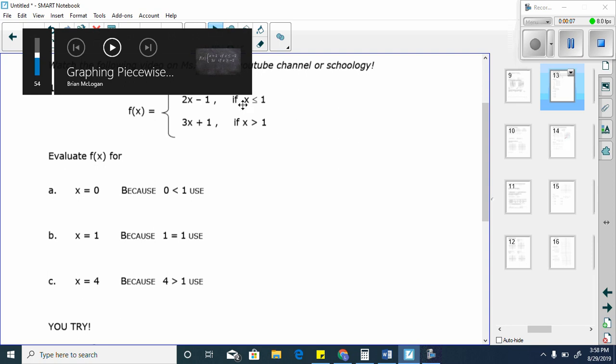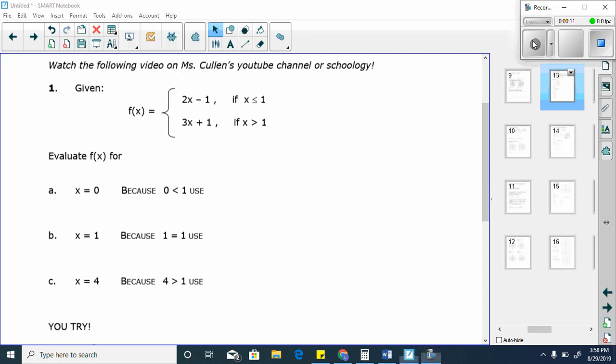So we're going to start off by just evaluating piecewise functions. So right here is what a piecewise function looks like. It says given f of x equals, and it has more than one case, okay? So it says 2x minus 1 if x is less than or equal to 1, and 3x plus 1 if x is greater than 1. So right now we're just going to talk about evaluating this function, and then we're actually going to go onto the notes, onto the next page, and talk about graphing it.